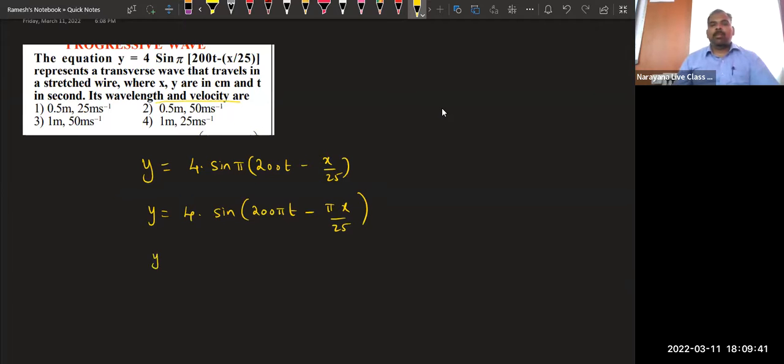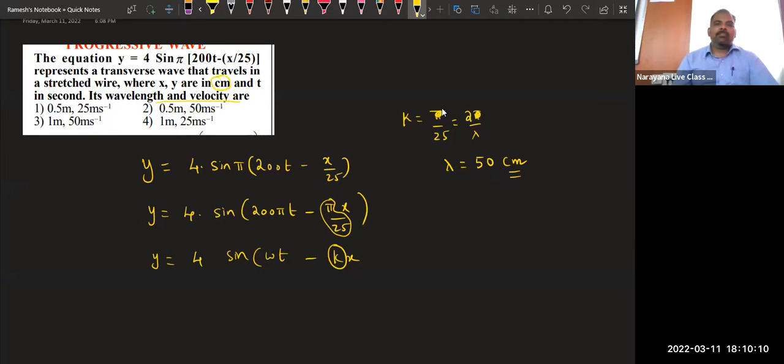It is similar to what equation? Omega t minus kx only, no? So k is same as pi by 25 only, no? K equals pi by 25. K means what here? 2 pi by lambda. Correct? Formula. Yes, sir. Pi cancels out. So wavelength equals how much here? 25 twos are 50 centimeter.